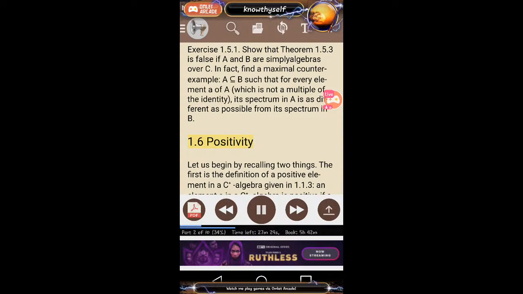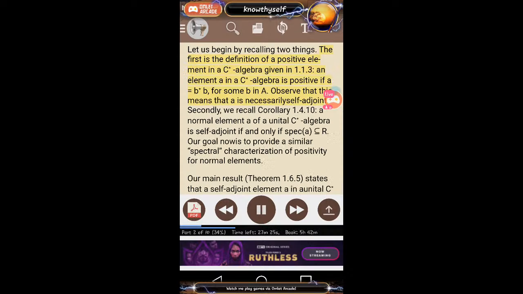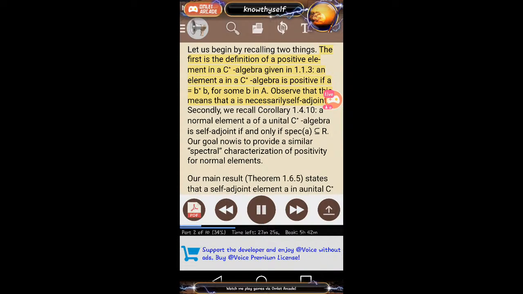1.6 Positivity. Let us begin by recalling two things. The first is the definition of a positive element in a C*-algebra given in 1.1.3. An element A in a C*-algebra is positive if A equals B*B for some B in A. Observe that this means that A is necessarily self-adjoint. Secondly, we recall Corollary 1.4.10. A normal element A of a unital C*-algebra is self-adjoint if and only if spec A is contained in R. Our goal now is to provide a similar spectral characterization of positivity for normal elements.